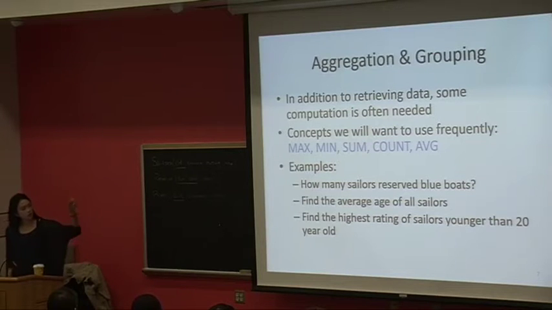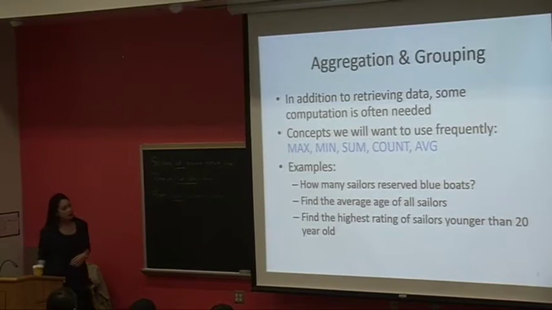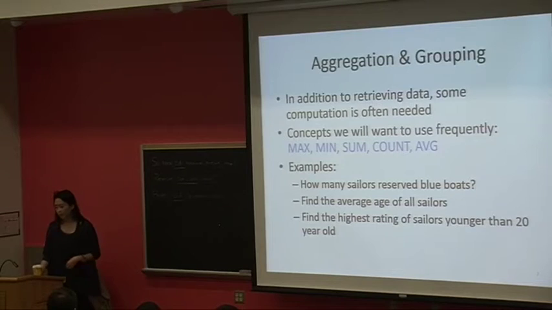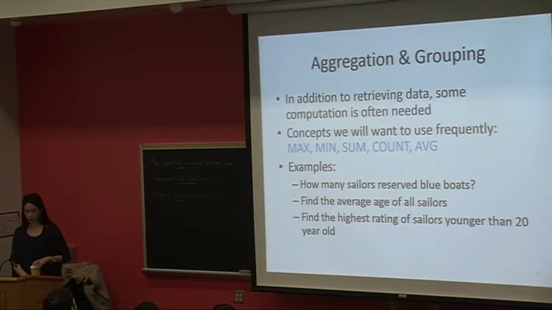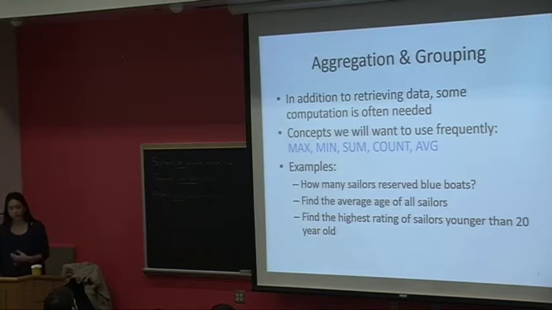So right here you can see concepts we will want to use frequently: maybe we want the maximum, maybe the minimum on a column in a field, or the summation, count, or average. For example, how many sellers reserve blue books? Do you think by what we have just learned, the 9 operators, we can achieve this? We can get all the sellers who have reserved blue books, but we are not able to do the counting just yet. Another one is find the average age of all sellers. We can get the age of all the sellers, but based on things we have learned, we're not able to do the average yet.